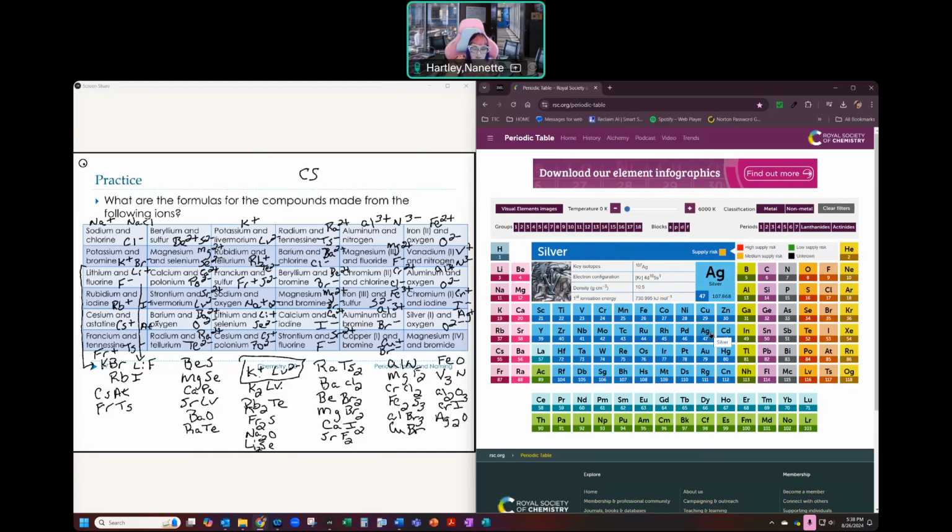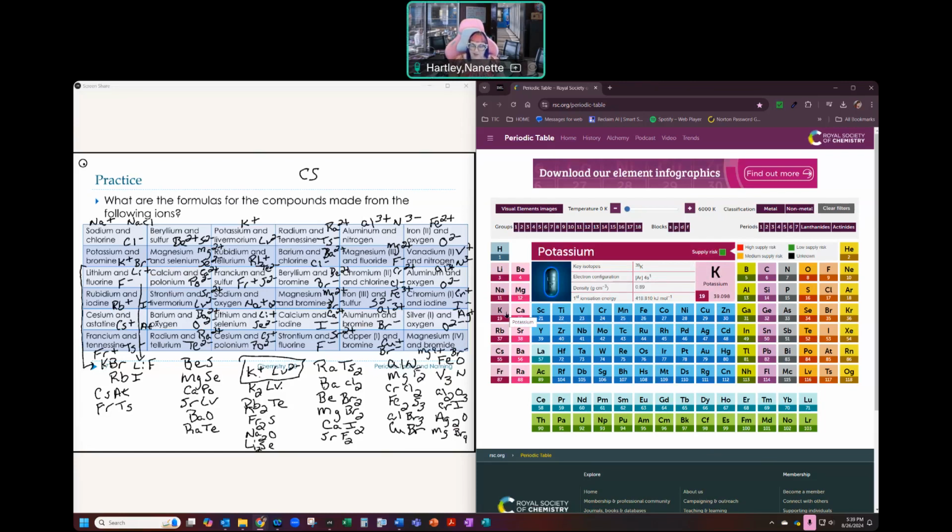And then magnesium 4. Magnesium is this one. He's +4. Okay, happens sometimes. So it's Mg4+. And then bromine, Br-. So we've got MgBr4. Okay.